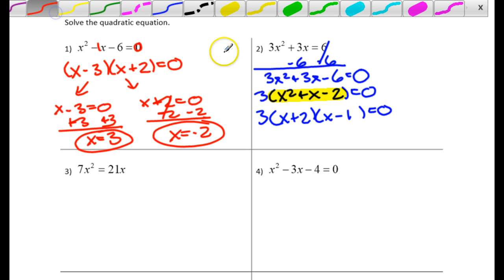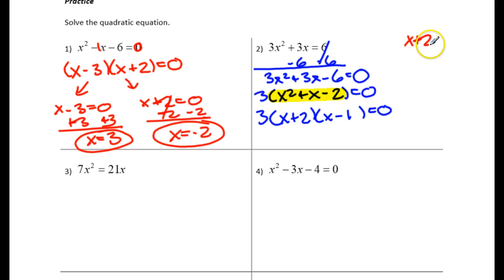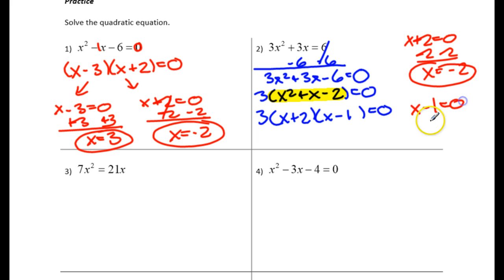Almost done. Now here's one thing that's a little tricky. I want to solve for the x. So I'm going to put this equal to 0. I want to put this equal to 0. This 3, it's part of the problem, but I can't solve it. There's no x. So it kind of just goes away. So, first binomial, x plus 2 equals 0. I do minus 2. X equals negative 2. Then let's get the second one. X minus 1 equals 0. Add 1. X equals positive 1.